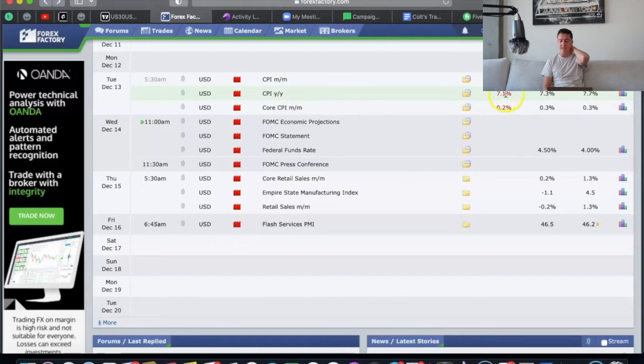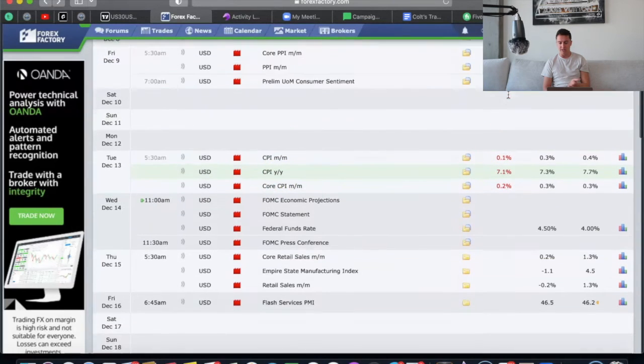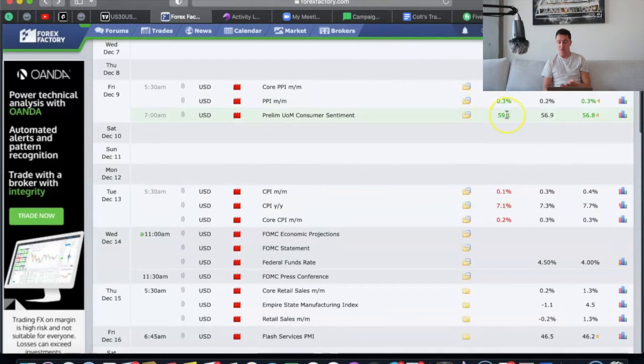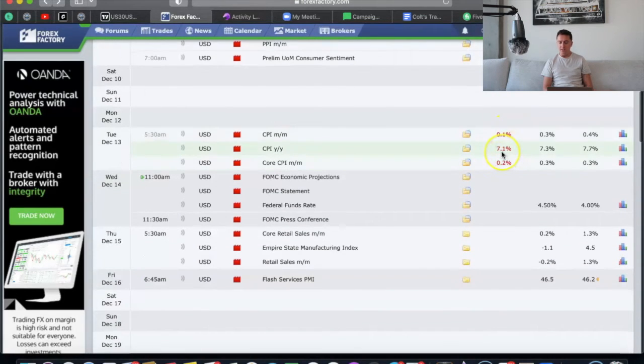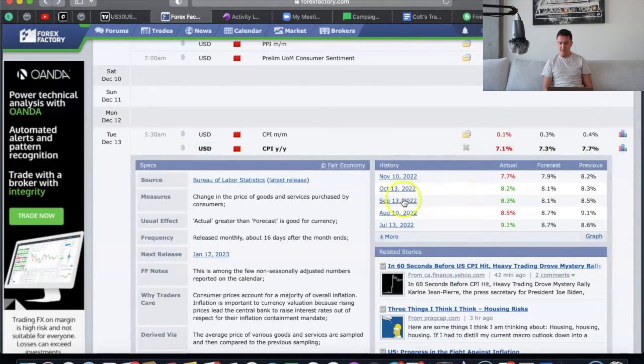Like 0.01%. You want to find the data that's very high. Like for the core CPI, it wasn't as high as the CPI year to year. So what we do is we're looking right here at the percentage. And if it's higher, we're going to be going back and looking at the markets. So let's go to CPI, but let's go right here and let's see the last time that it came out.